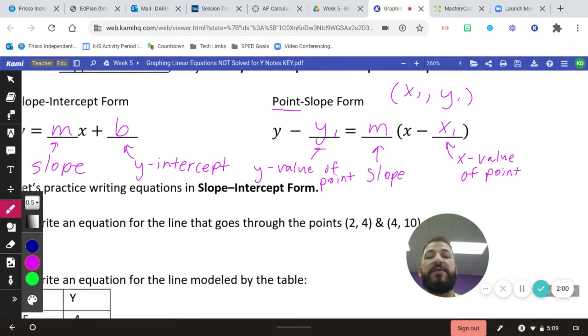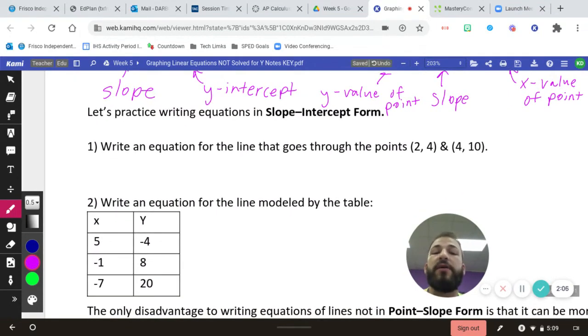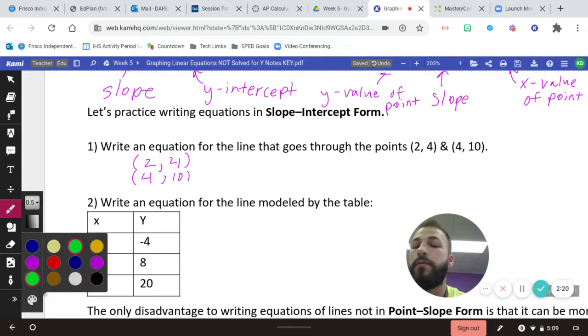So let's practice using some of the stuff that we did in last class's notes. Write an equation for the line that goes through the points (2, 4) and (4, 10). First things first, we need to find slope. From 2 to 4 is plus 2, and from 4 to 10 is plus 6. Change in y over change in x, so m is equal to 6 divided by 2, which is equal to 3. Okay, so we have our slope.